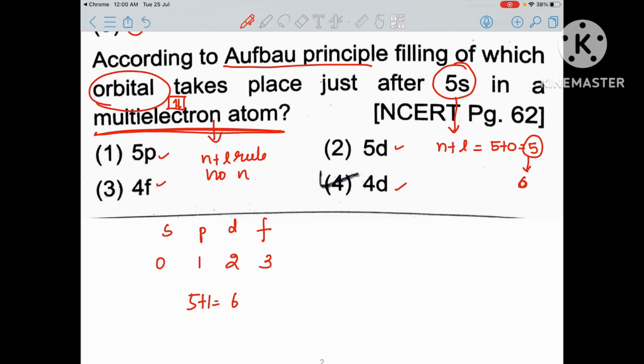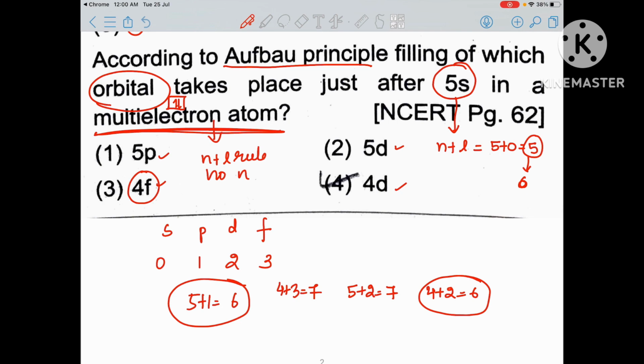Next you are going to take 4f. What is 4f? 4 plus 3 comes out to be 7. 5d: 5 plus 2 comes out to be 7. 4d: 4 plus 2 comes out to be 6. Now what you have to think is 4 plus 2 is 6, 5 plus 1 is 6. Filling of which orbital will take place just after 5s? That answer is 4d. Right everybody?